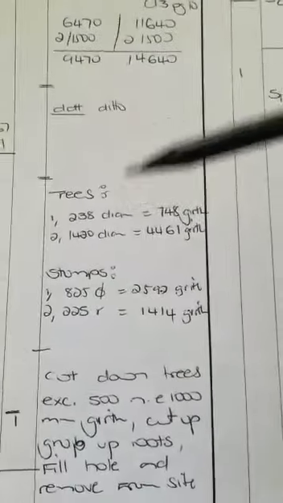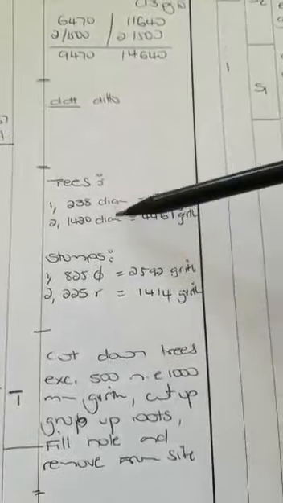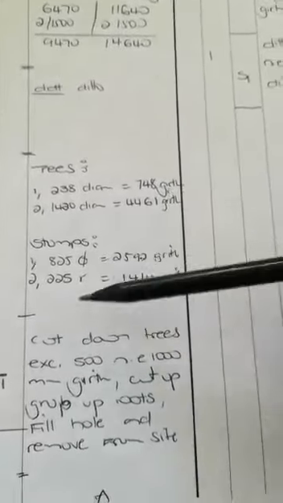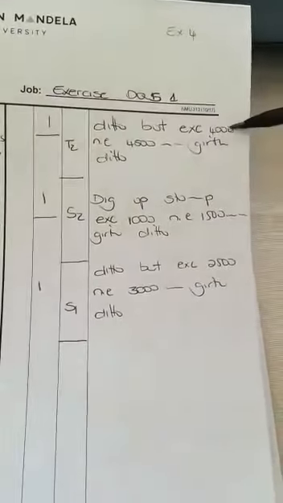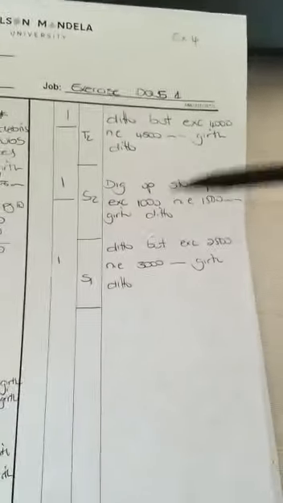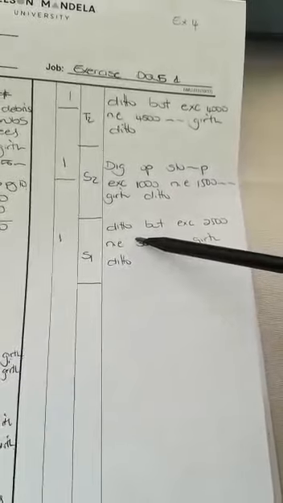So you can see over here we've written our trees, we've written our stumps, and because they're written in diameter, we've converted them to girth, and also here it's diameter converted to girth and radius converted to girth using the formulas that we did in class. Then we do our cut down trees: T1 exceeding 500, not exceeding 1000, and T2 exceeding 4000, not exceeding 500. And then S2, which is our stump, exceeds 1000, does not exceed 1.5. And then S1 exceeds 500, does not exceed 3000. And that brings us to the end of our site works.